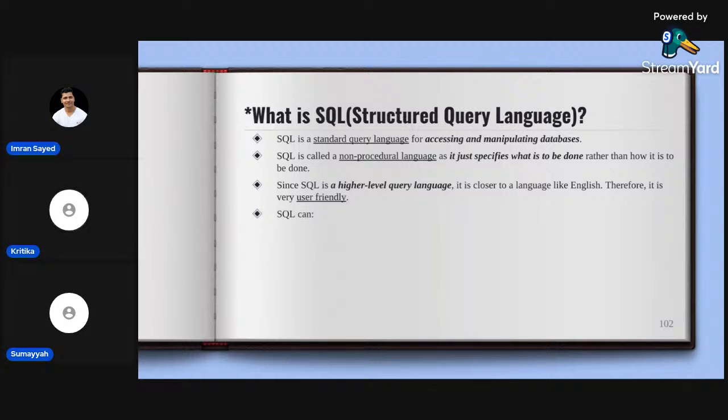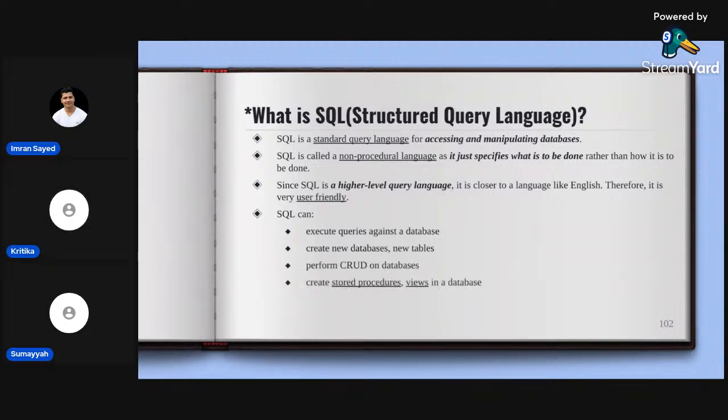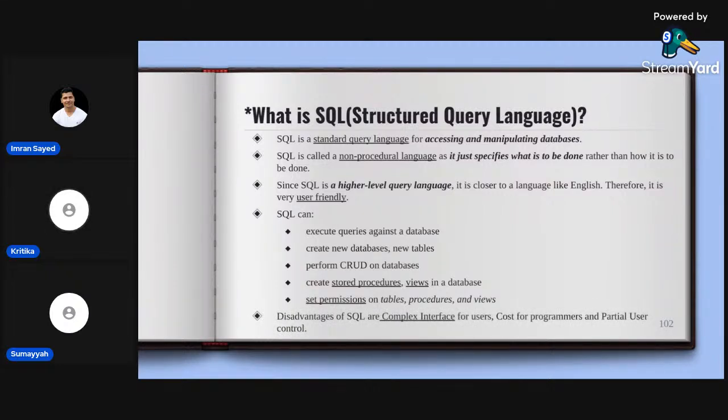SQL can execute queries against a database, create new databases, new tables, perform CRUD on databases, create stored procedures, views in a database, set permissions on tables, procedures, and views. Disadvantages of SQL are a complex interface for users, cost for programmers, and partial user control.